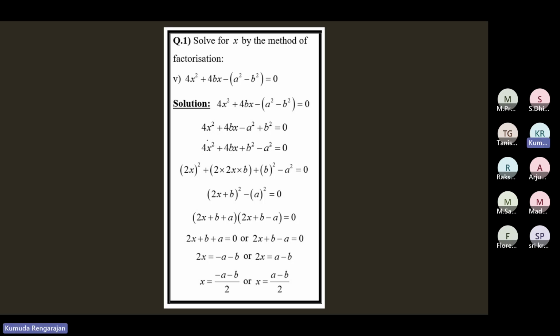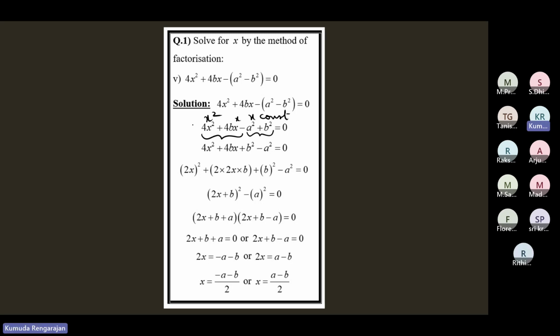You should not group the first two terms and the last two terms because it's not of the form x square, x term, constant. If you have one x square term, two x terms and a constant, only then you can group the first two terms and the last two terms. So here you should take the clue from this 4bx, which should be grouped with b square and x square. That fourth term, minus a square, stands alone.